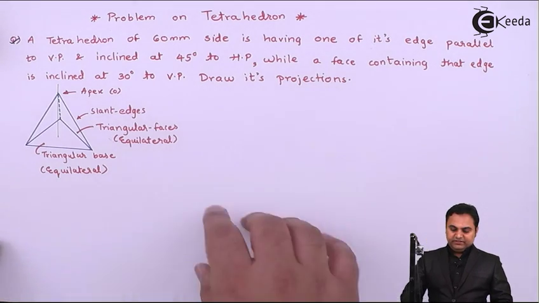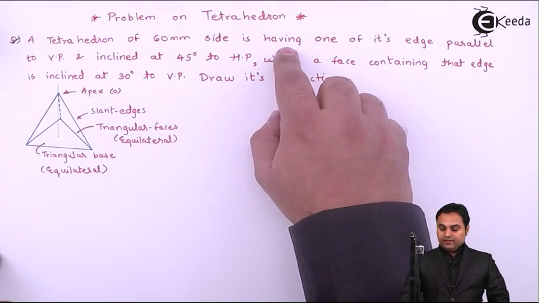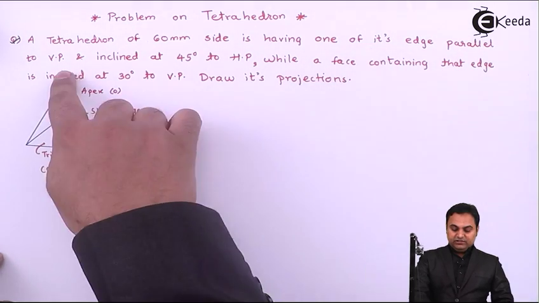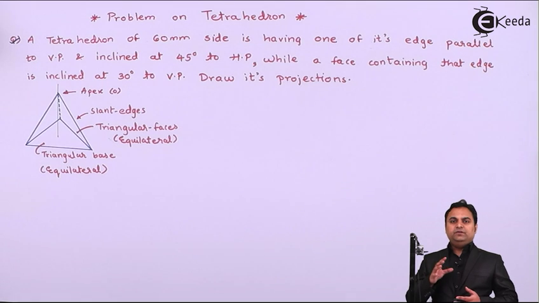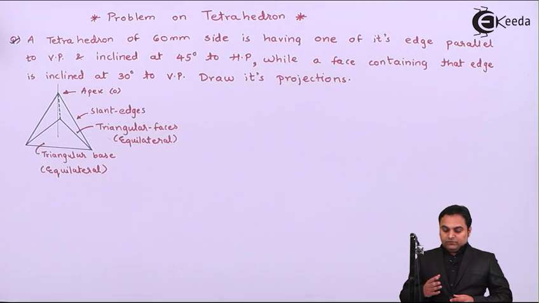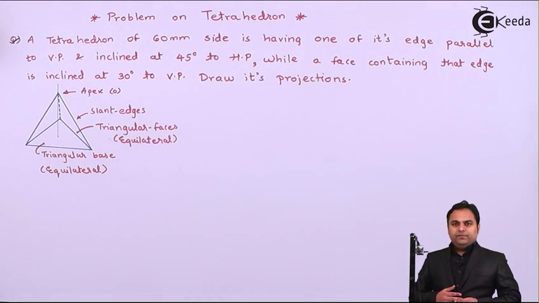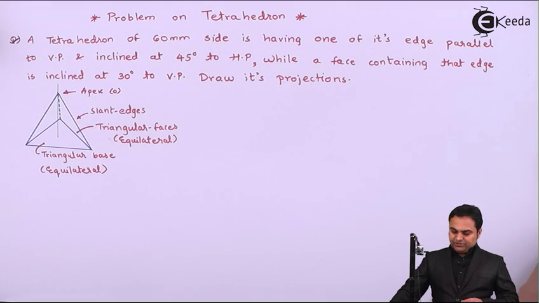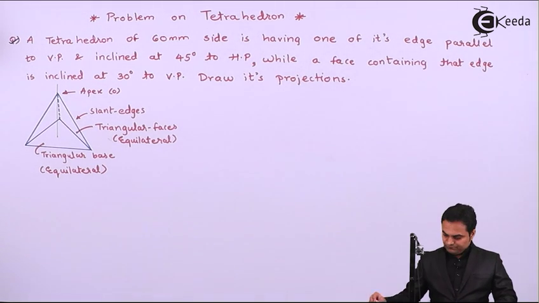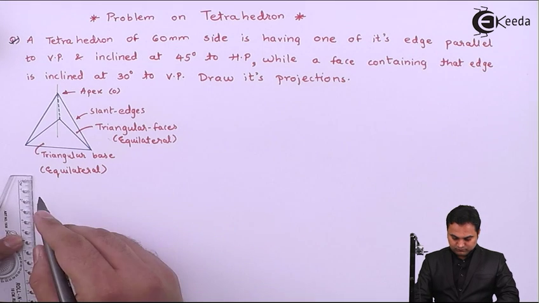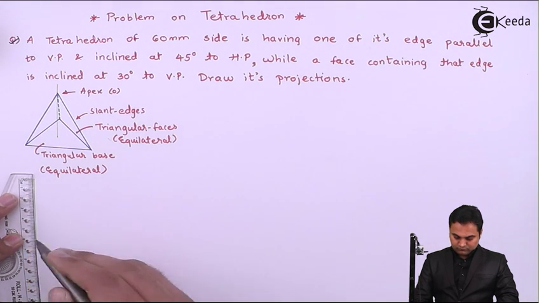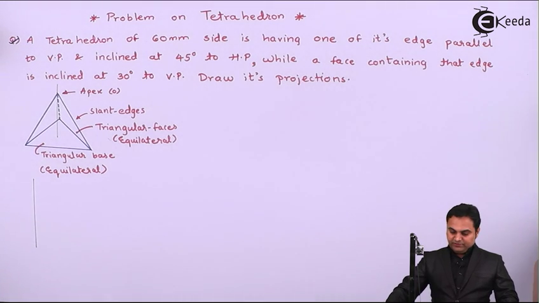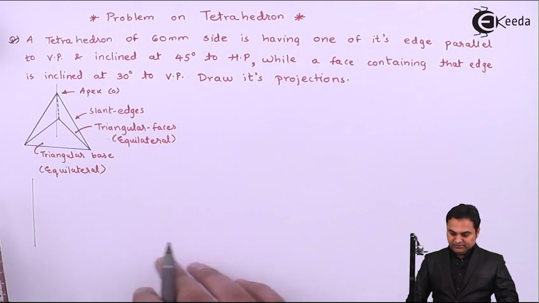It is given that tetrahedron of 60 side is having one of its edge parallel to VP. It means the entire tetrahedron is in VP. Now one of its edge is parallel to VP, so for that I will be explaining the condition. The side of base is given as it is 60 side tetrahedron.